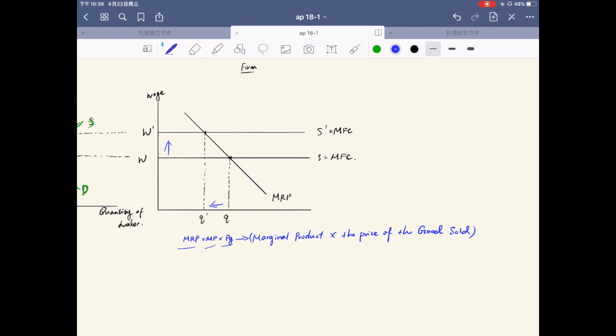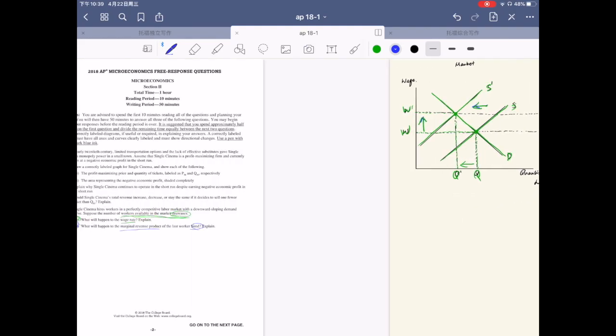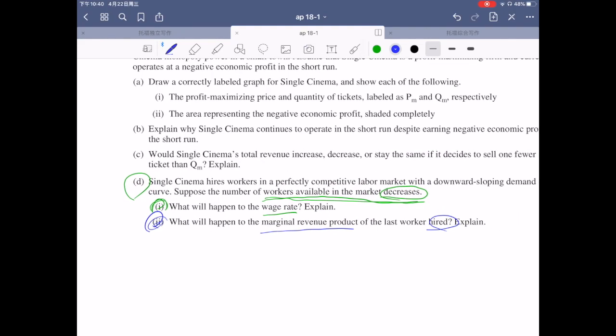The difference is that everyone who has not been hired or fired will have an MRP employed. And here, these two workers have a higher MP and therefore a higher MRP. So that's all for this part.